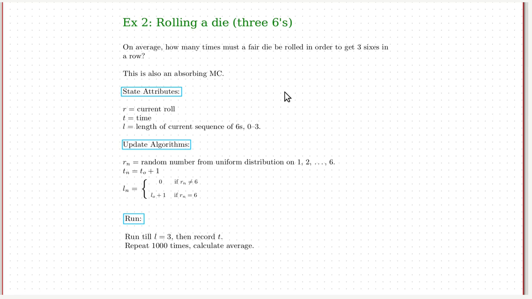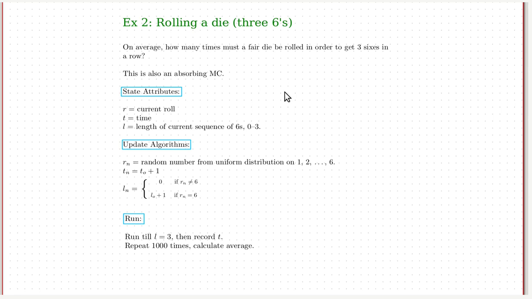So I'll use the variable L to represent the length of the current sequence of 6s. Of course, most of the time L is going to be 0, because most of the time we won't have rolled a 6 on the previous roll, and we won't have an existing run of 6s to be working on. So most of the time L will be 0, but occasionally we'll get lucky and we'll roll 1 or 2 6s in a row, and then L will be 1 or 2, and when finally L equals 3, then we know we can stop because we've gotten what we wanted.